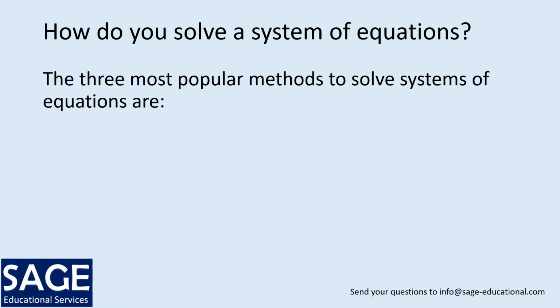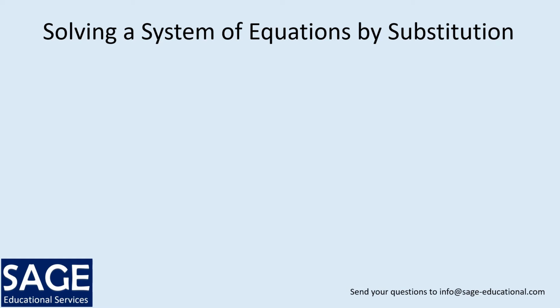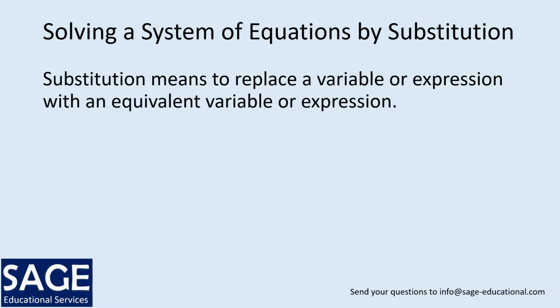Now, how do you solve a system of equations? There are three popular methods: solving by graphing, solving by substitution, and solving by elimination. In this video, we'll solve a few examples by substitution. Substitution means to replace something, a variable or an expression, with an equivalent variable or expression. So in other words, you take something out and you replace it with something which is of equal value.